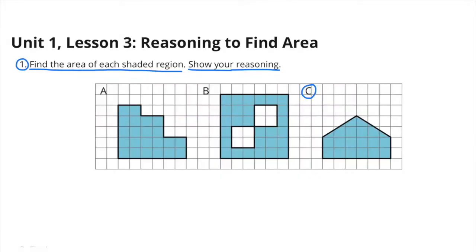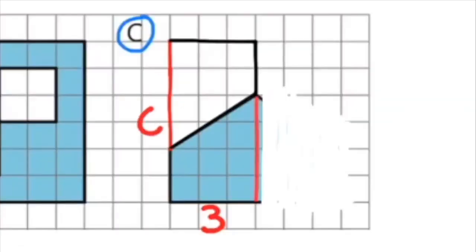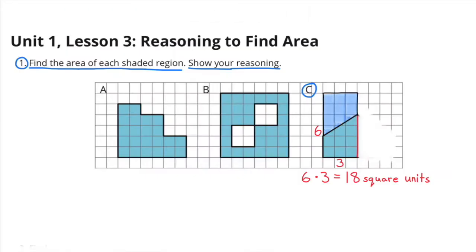C. Draw a line down the middle of this symmetrical shape and you'll notice 2 identical shapes. If you stack this shape on the right on top of the shape on the left, you'll have a rectangle. The dimensions would be 6 units for the height and 3 units for the width. The area for C is 18 square units.